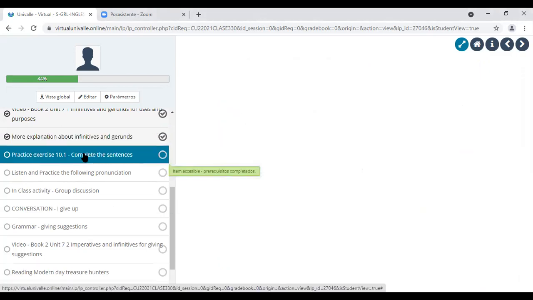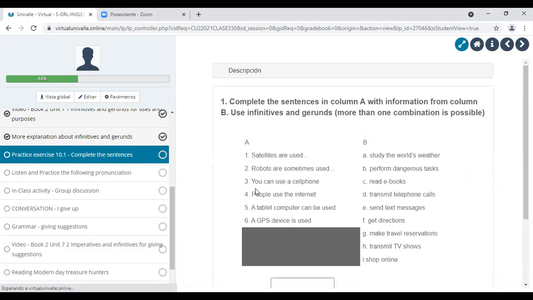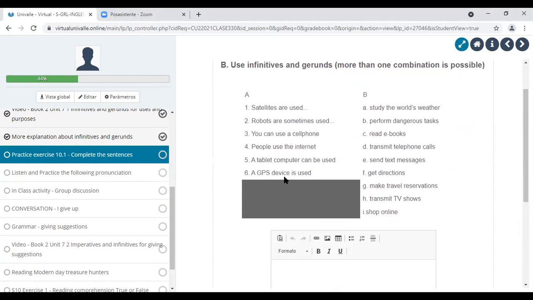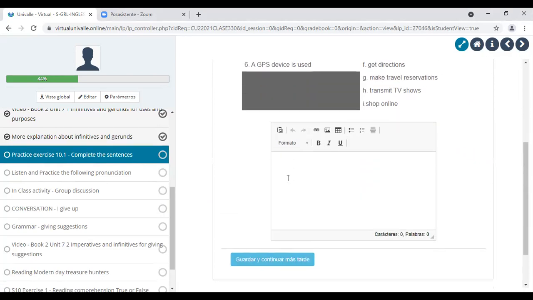Here, you're going to have a practice exercise. Complete the sentences in column A with information from column B. Use infinitives and gerunds. More than one combination is possible. Satellites are used to study the world's weather.